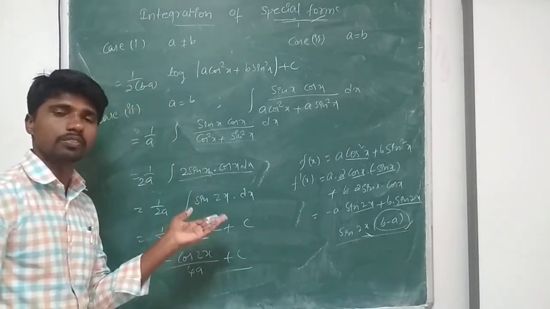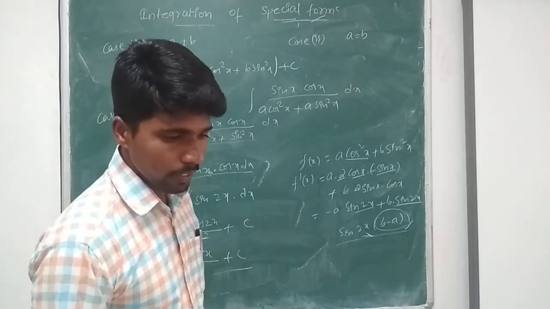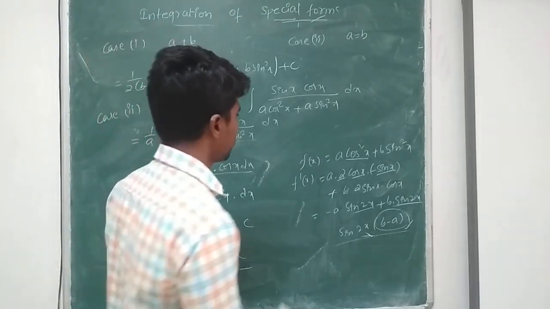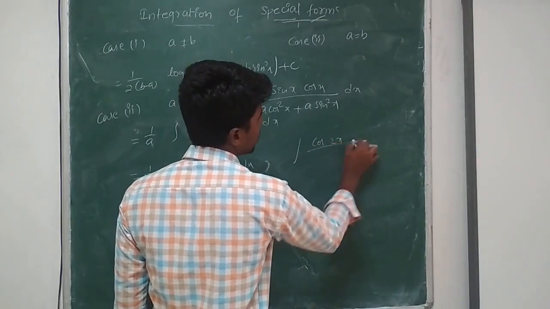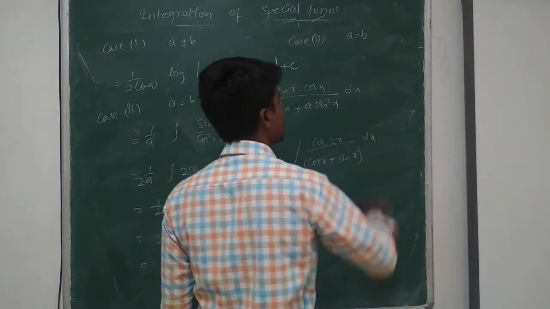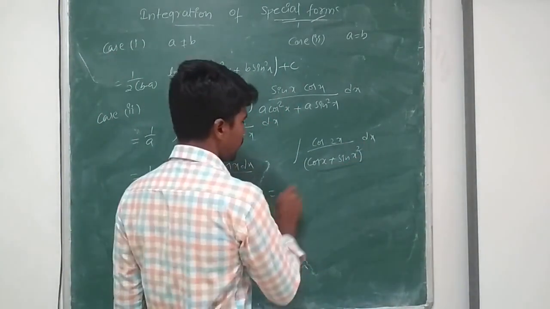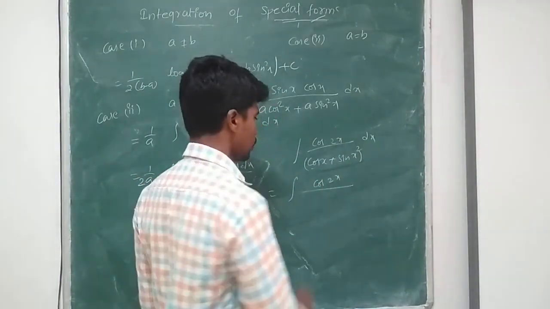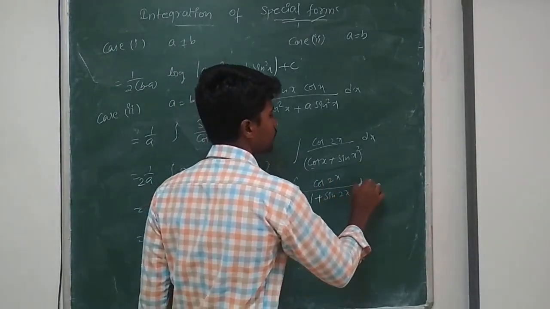So when conditions a and b, two variables, you get at that particular point, cos 2x by cos x plus sin x the whole square, integral cos 2x by cos x plus sin x the whole square dx. So this one we just simplify. I get cos 2x by cos square x plus sin square x, which is 1, plus 2 cos x sin x, which is sin 2x, dx.